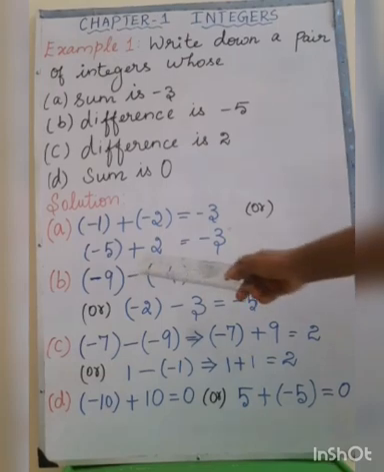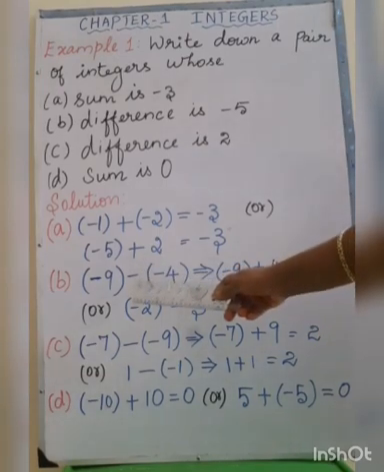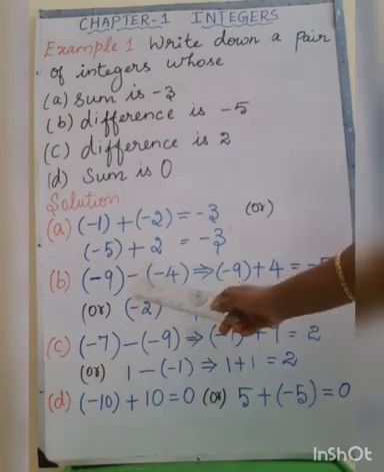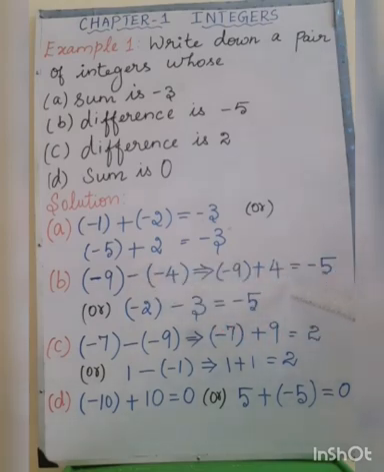In this way, write the first number, minus 9. Here minus into minus is plus, so plus 4. One negative and one positive are to be added. What's your answer? Subtract the numbers: 9 minus 4 is 5, but put the sign of the bigger integer. The bigger integer is 9, so put the minus sign.